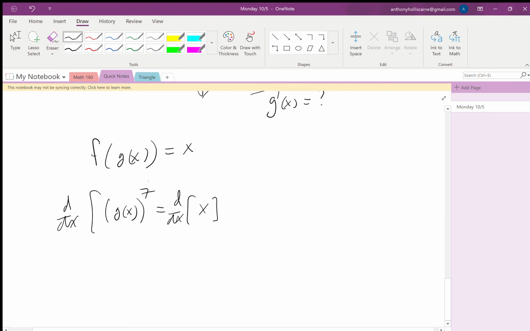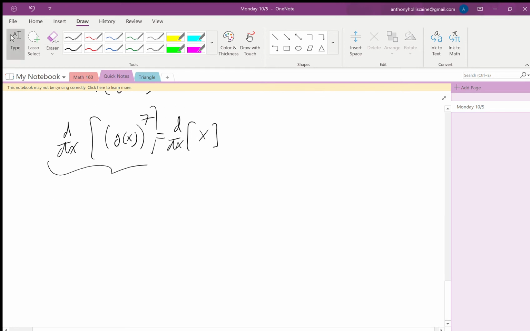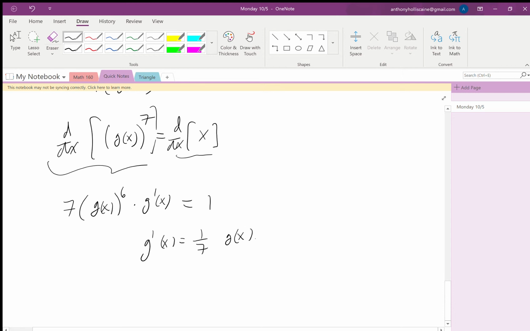Derivative. And on the left-hand side, I have to use the chain rule. So the 7 comes down. I have g of x to the 6 times g prime of x equals, and on the right-hand side, it's just the derivative of x, which is 1. And now I solve for the thing that I was curious about, which is g prime of x. And I have 1/7 g of x to the negative 6th power, I'm sorry, because I divide it. And now let's plug in what g of x is.